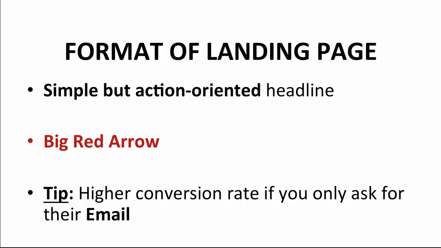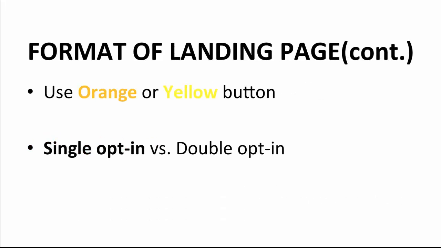It has been tested that if you only ask for their email instead of name and email, results come in at a higher conversion rate. A small reminder for the opt-in form, use an orange or yellow button. It's proven to create higher conversion rates as well. Don't use other colors. Also, to increase the conversion rate, use single opt-in instead of double opt-in. This is what I've learned from my experience throughout the years.